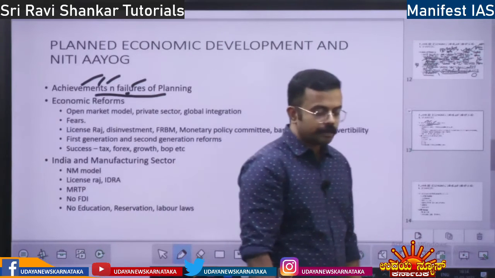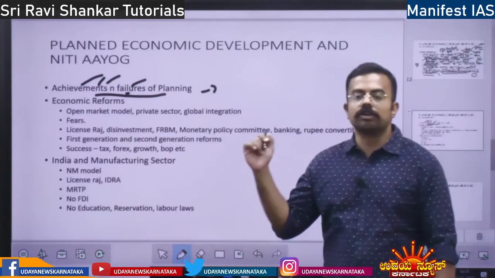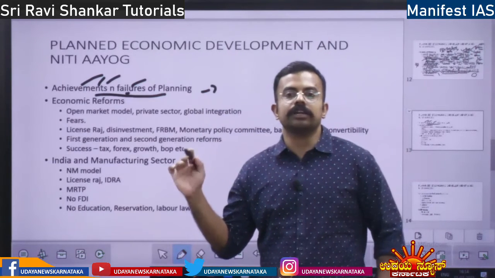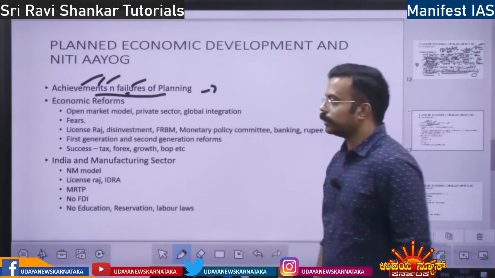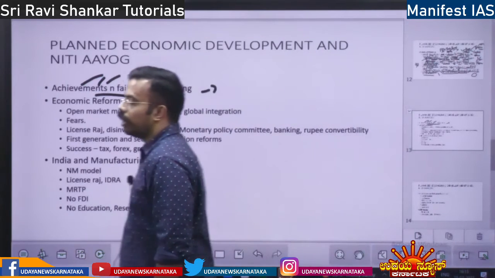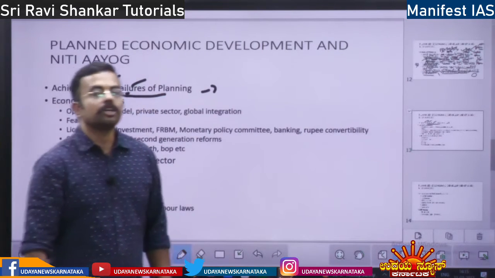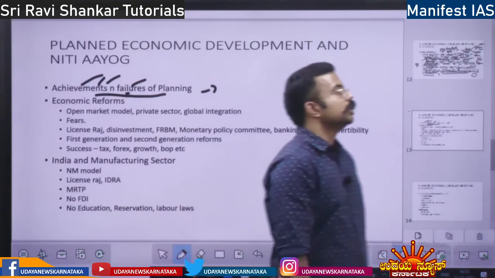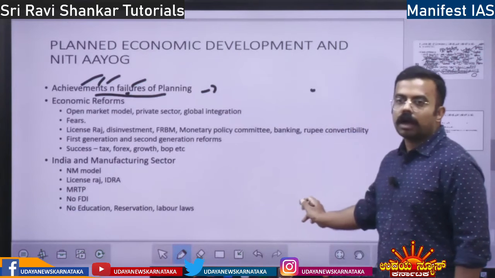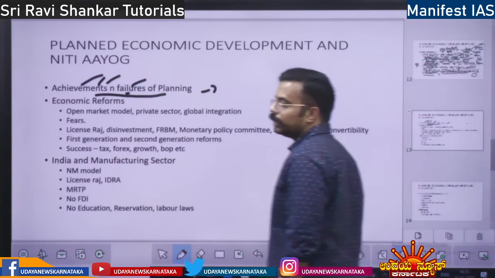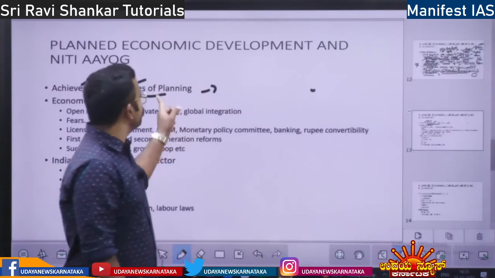Failures of planning. What are the failures? There was no state intervention. State governments were not taken into confidence. The Planning Commission did not take state governments into confidence, and the planning was top down. I told you, if Delhi makes the plan sitting there, how would it impact the rural areas, right? So top down planning is a failure.